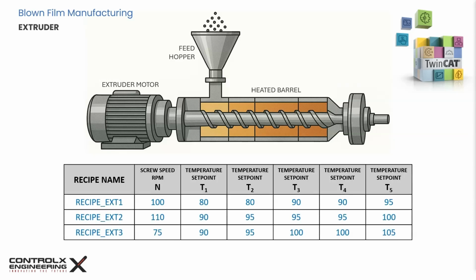The machine operator simply selects the appropriate recipe from the HMI, which has predefined settings for required screw speed and the temperatures for the various heat zones. What the recipe does is load the pre-configured set points to the appropriate PLC variables. The PLC then applies these values and adjusts the screw speed and heat zones according to the operator's selected recipe. We will implement this recipe management system in today's tutorial in TwinCAT.